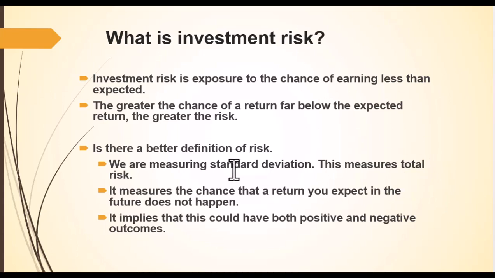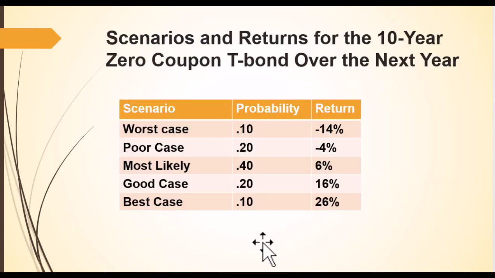Since we're going to use standard deviation to measure risk, what is the definition of this formula? Because this formula measures total risk. It measures the chance that a return that you expect in the future does not happen. This implies that this could have both positive and negative outcomes. So let's look at an example.